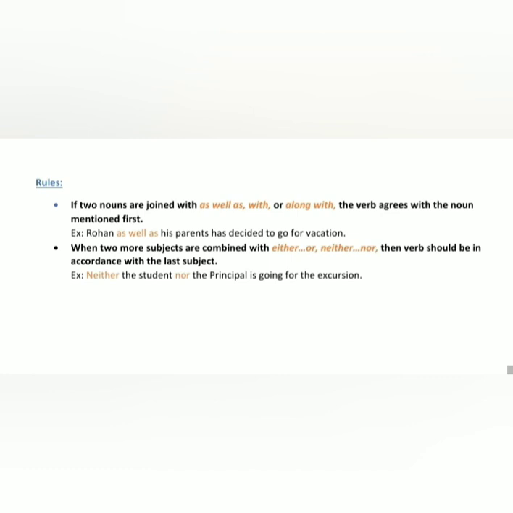Now coming to the second rule: when two or more subjects are combined with either or, neither nor, then the verb should be in accordance with the last subject. That is, neither the student nor the principal is going for their excursion. So principal here is the second subject, and principal is one person, that is singular. That is why I have used is here.